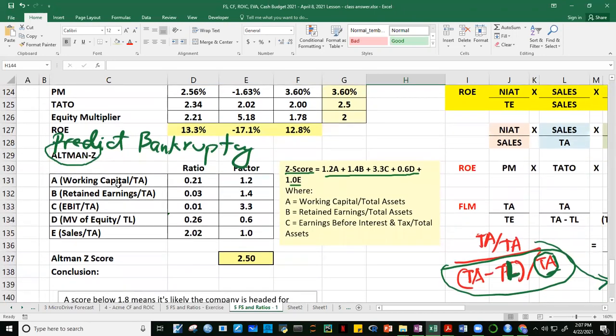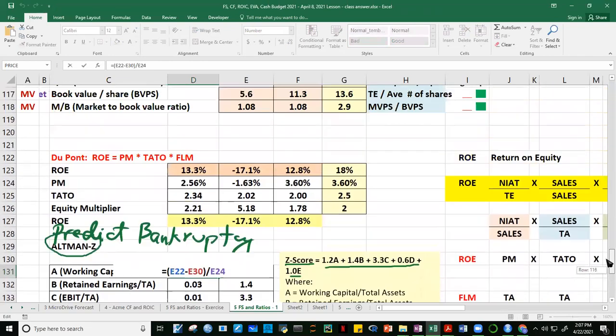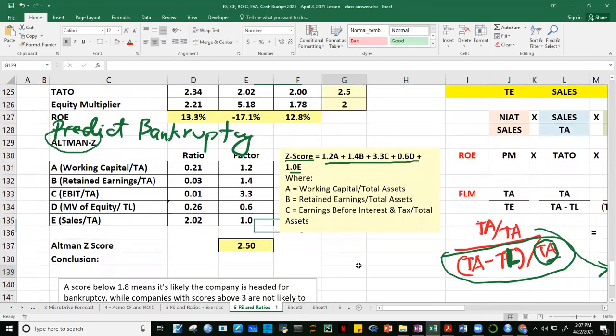Okay, so first, working capital over total assets. I already placed the ratio here, okay, for your review. What is working capital, guys? It's your total current assets minus total current liabilities, divided by your total assets. So I already placed the computation here. So just review, guys.